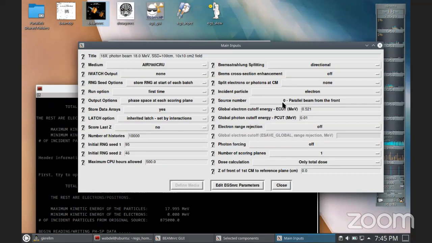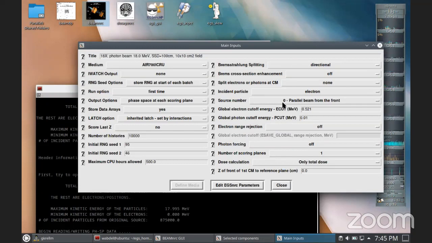If you're doing the cobalt source, then you will select the photon source. But in a linear accelerator, your source is always an electron. Now, if you want to convert that to photons, you will put a target. If you want to treat with electrons, you don't put a target. The incident particle is always electron.